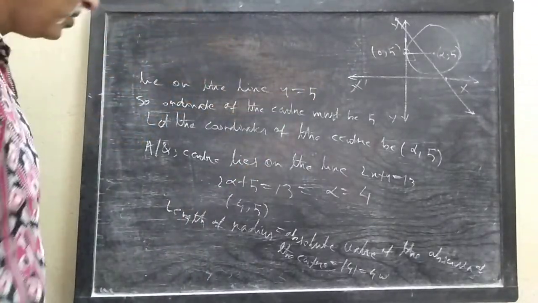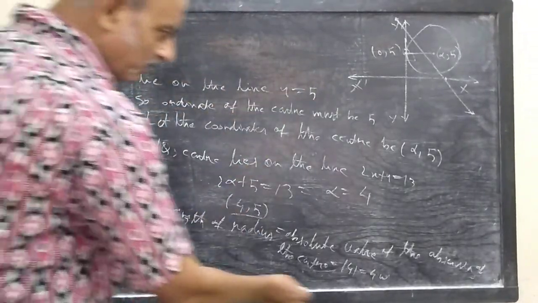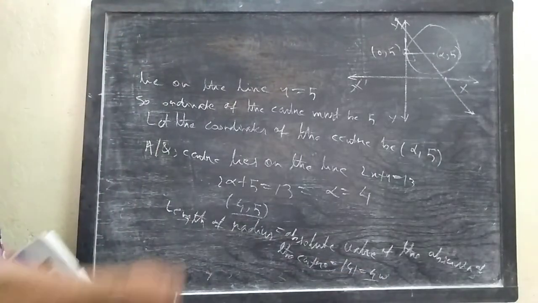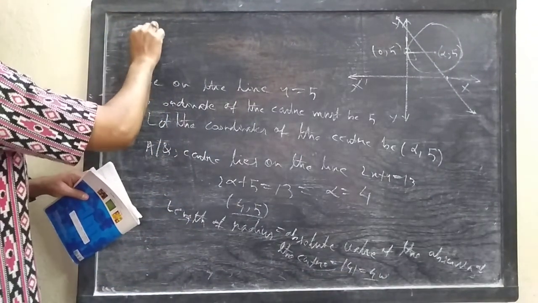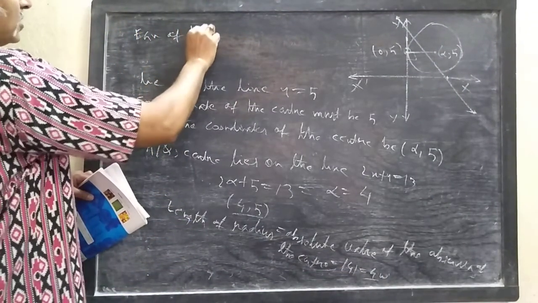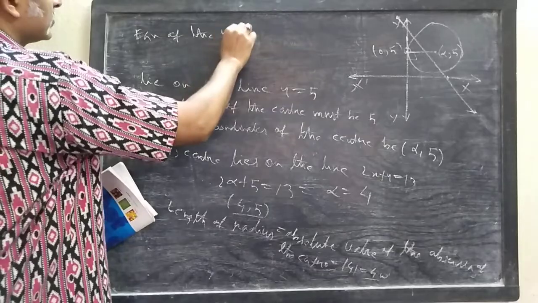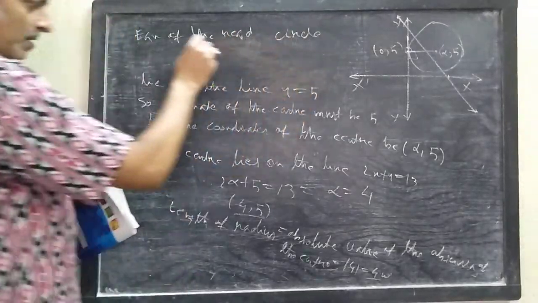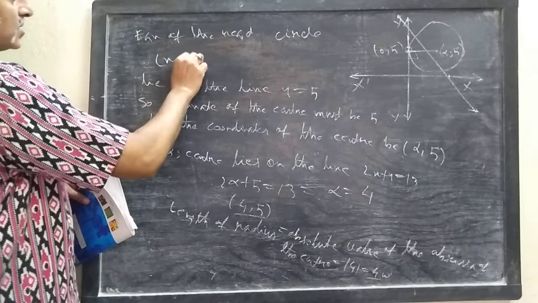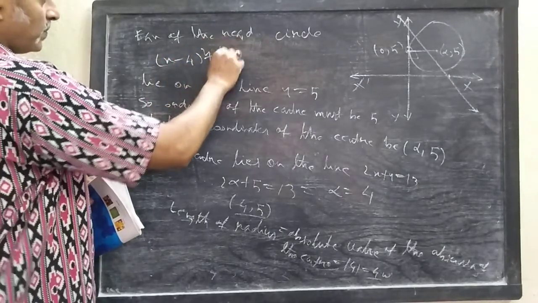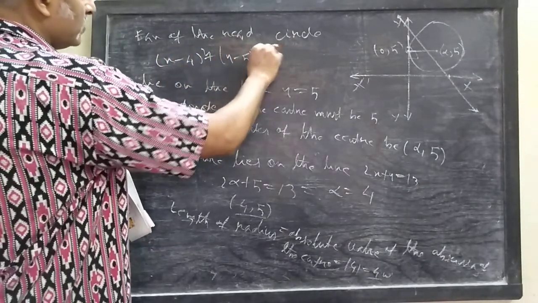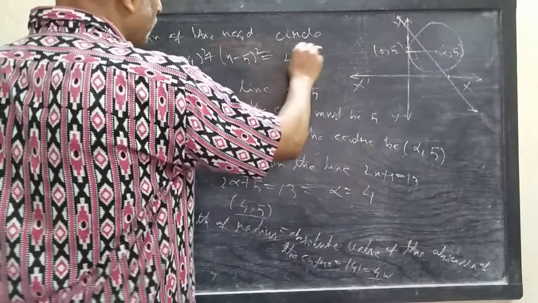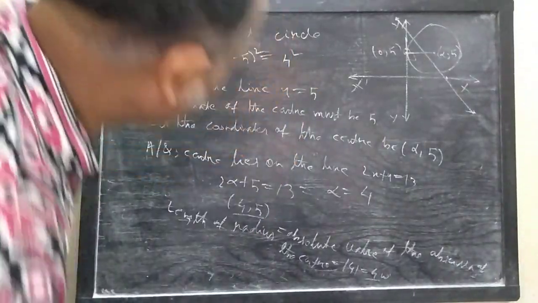So now we can write the equation of the circle. Look, we know the coordinates of the center (4, 5), we know the radius is 4 units. So we can write the equation of the required circle as (x minus 4) whole square plus (y minus 5) whole square is equal to 4 square. Now just simplify it.